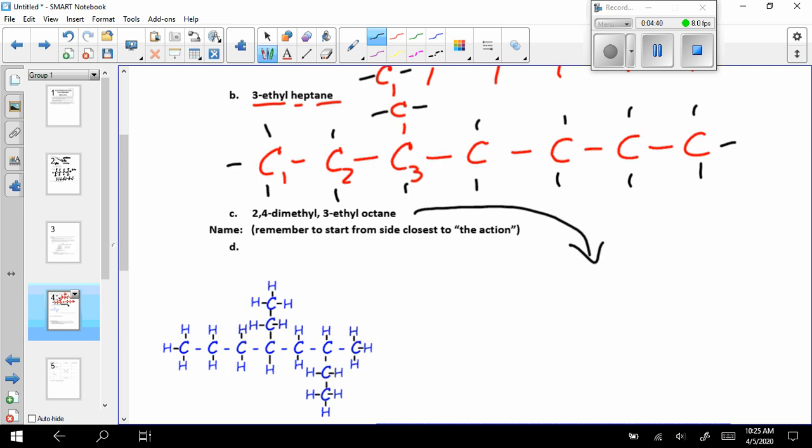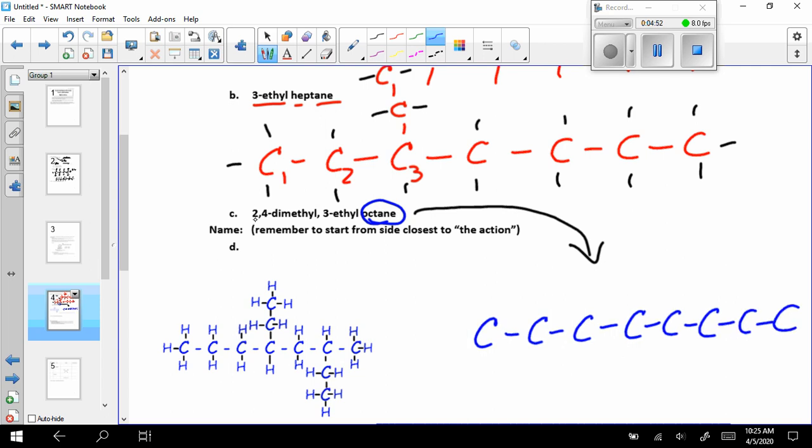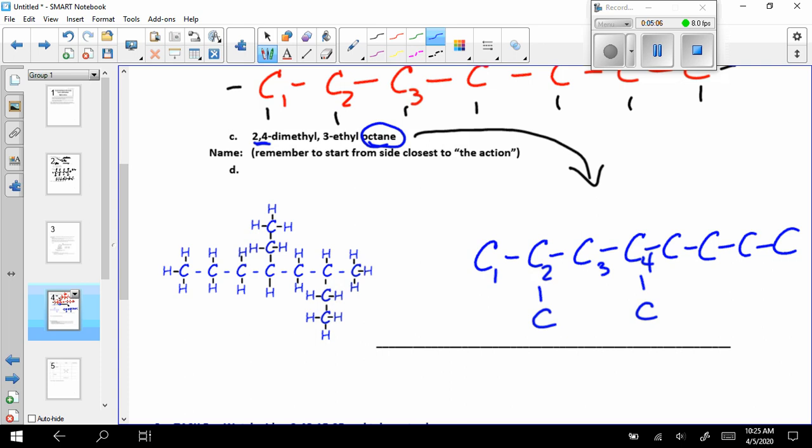2,4-dimethyl-3-ethyloctane. So again, I want to start with the last name, oct, 8. 1, 2, 3, 4, 5, 6, 7, 8. And then I'm going to do the second carbon and the fourth carbon. So the second carbon and the fourth carbon each get a methyl, which means they each just get a 1 carbon branch. And then the third carbon gets an ethyl. That's a 2 carbon branch. And then I go around and I do my H's.